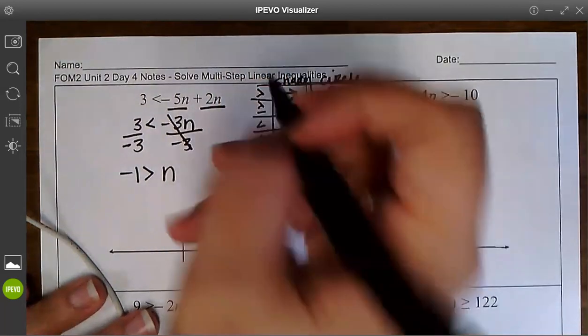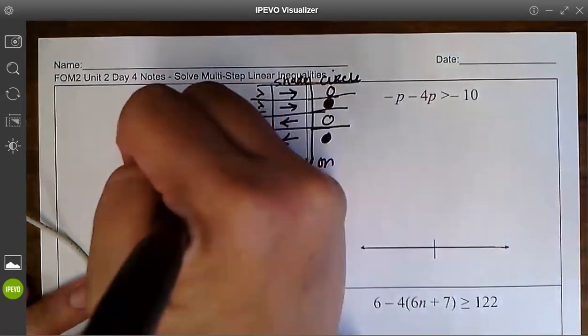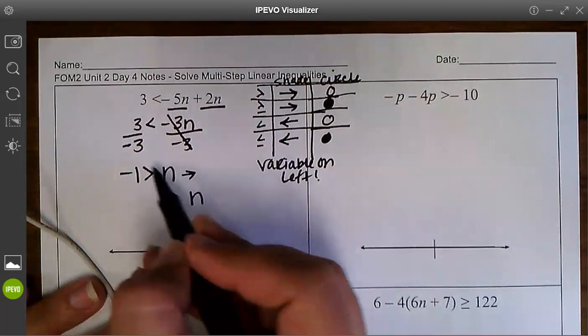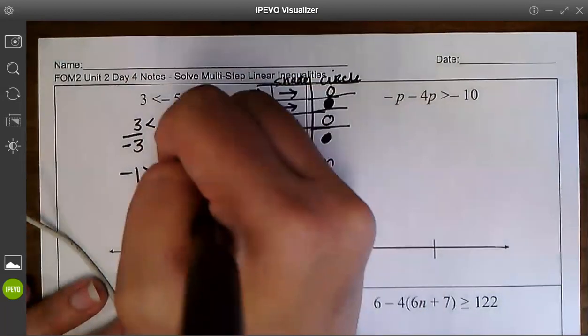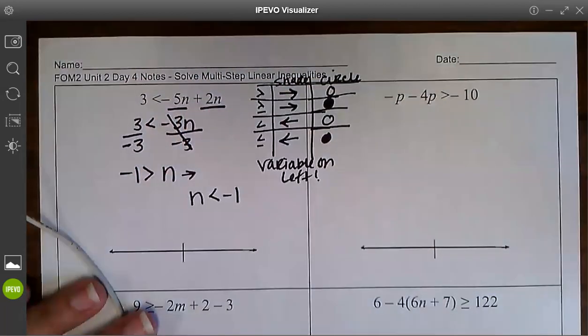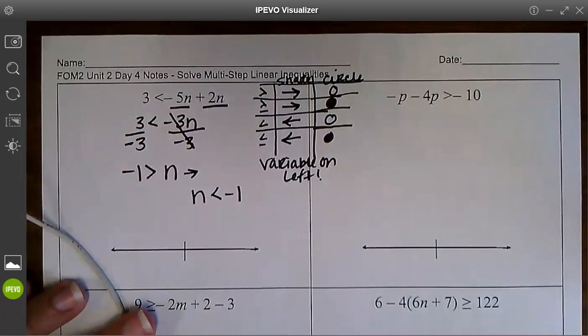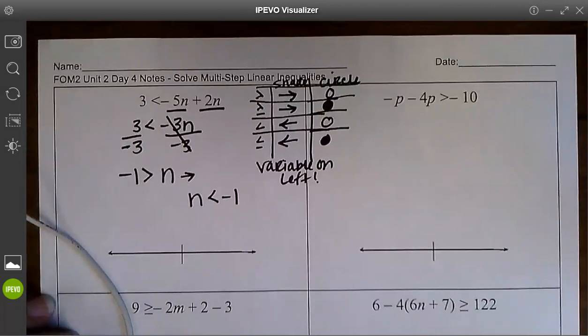So to put my variable on the left-hand side, I have to switch it. If it's pointing in here, it needs to be pointing in here. So I have n is less than -1. Now, what that means is that n can be any number less than -1. Because it doesn't have the or equal to, that means it cannot include -1.